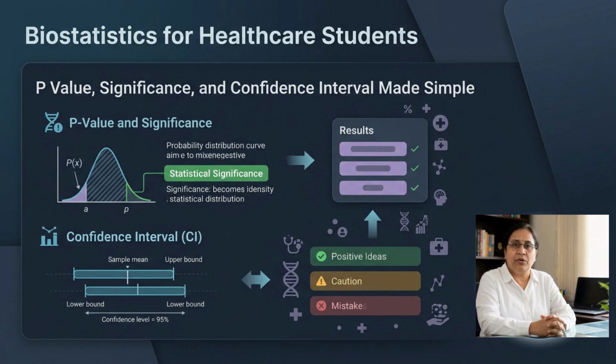Now we move to one of the most discussed and most misunderstood topics in biostatistics: p-value, statistical significance, and confidence interval. Many students hear these words often, but they are not always explained simply. In this video, we will understand the basic meaning of these terms without fear.